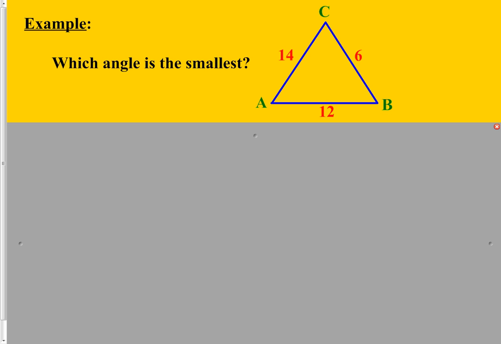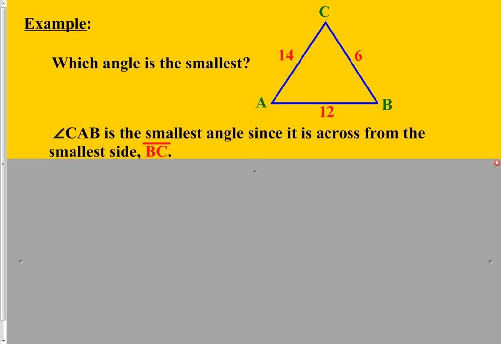Okay, and when we look at the triangle a little bit deeper, of course, we see that we do not know any of the angle measurements. But we have this relationship. The relationship tells us that the smallest angle in the triangle will always be across from the smallest side. Well, very clear to see that the smallest side in the triangle is line segment BC. It's only 6 units long. And across from line segment BC is angle CAB. Angle CAB is the smallest angle since it is across from the smallest side, which was line segment BC.